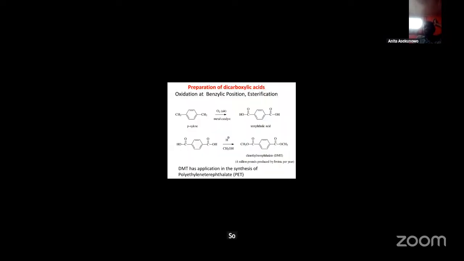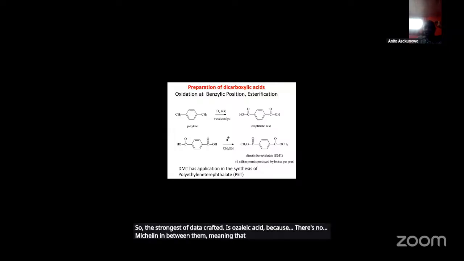So the strongest of the dicarboxylic acids is oxalic acid, because there's no methylene in between them, meaning that the electrostatic force of attraction is felt more, because the carboxyl groups are close together, so they're feeling themselves.